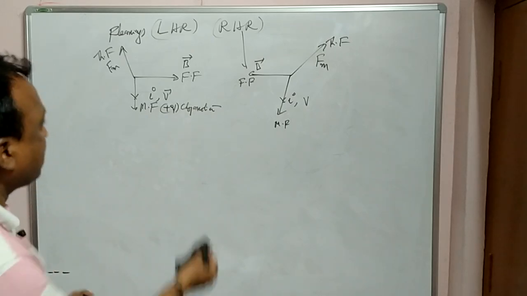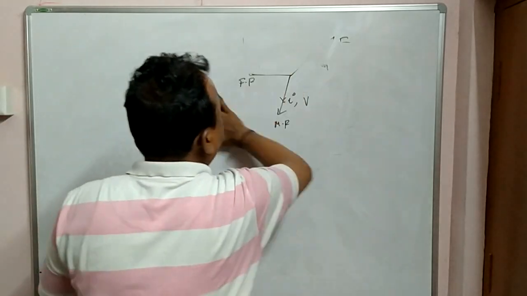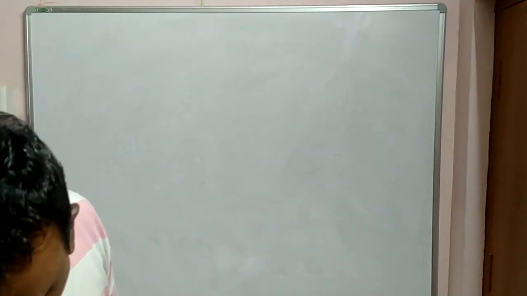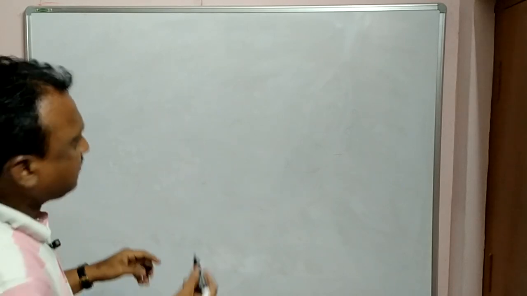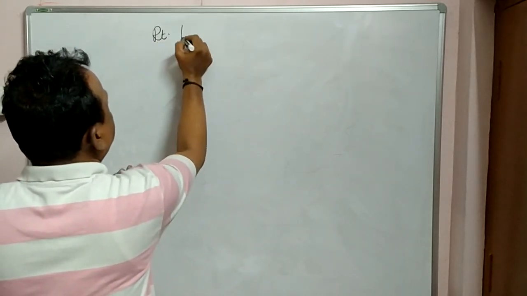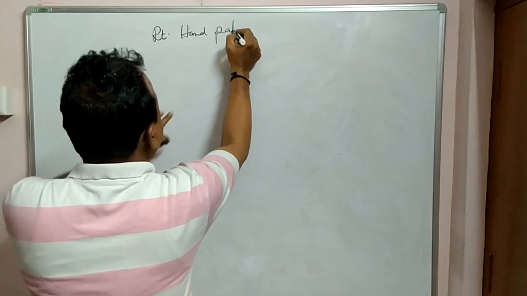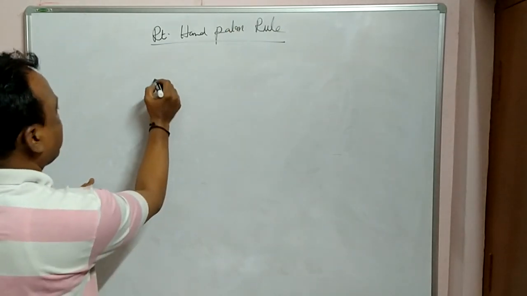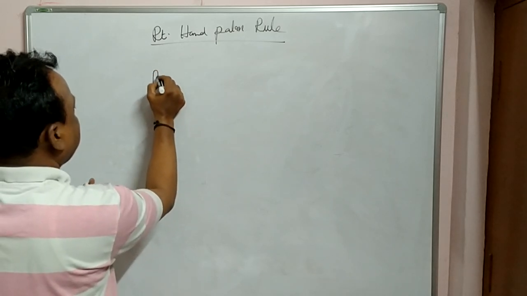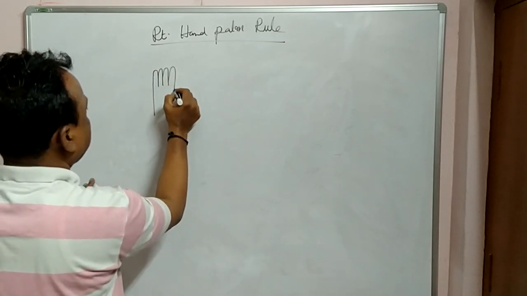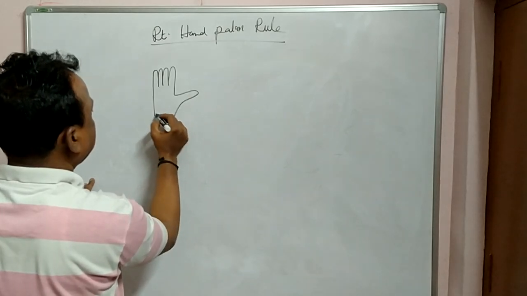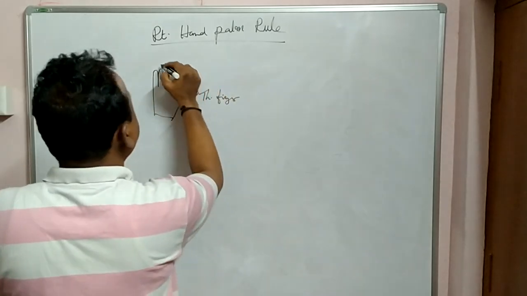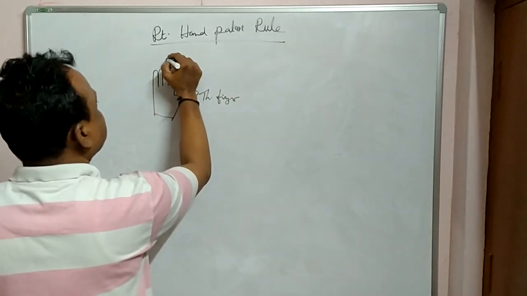Now I will tell you the palm rule also. Right hand palm rule. This will be used in the next coming topics. Now what is the right hand palm rule? This is your right hand. This is your thumb, and these are your four fingers.